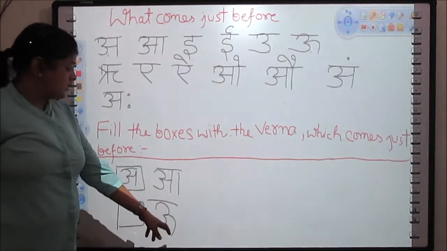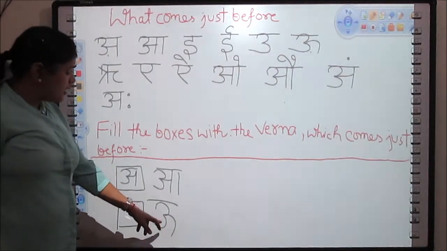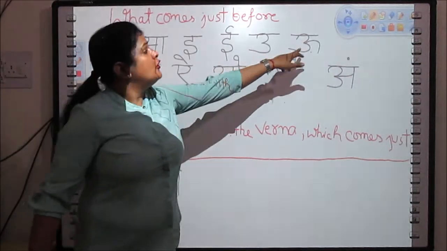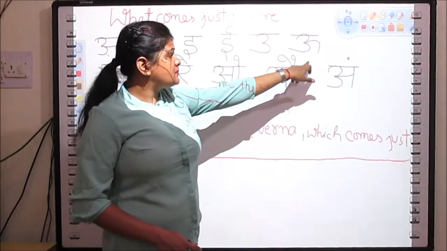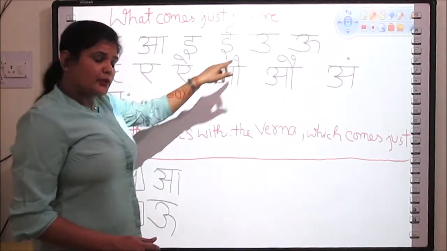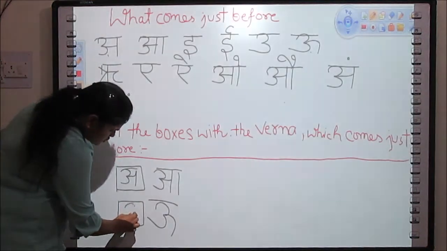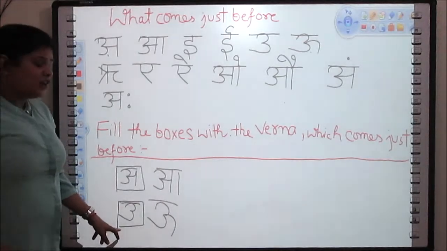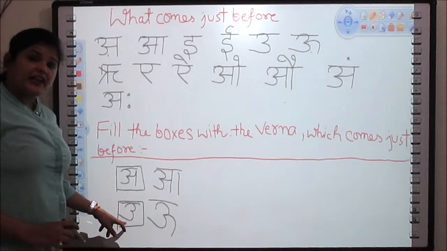Which one? Bada Oo. What comes just before Bada Oo? Chhota U. So write here Chhota U. बड़ा ऊ के पहले क्या आता है? छोटा ऊ. बड़ा ऊ के पहले छोटा ऊ.